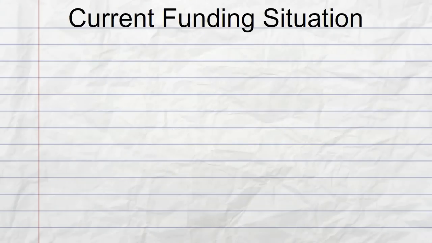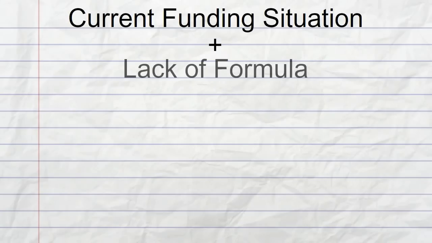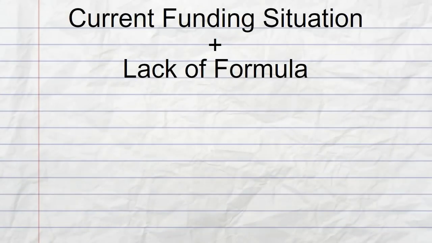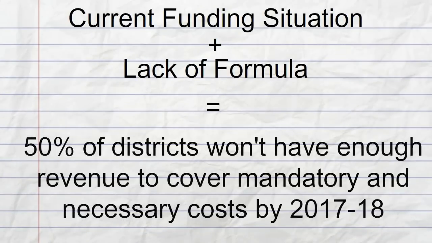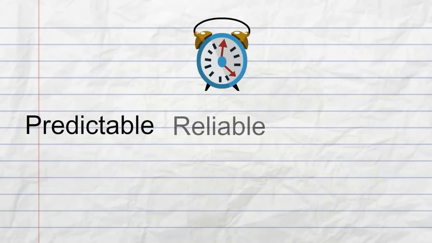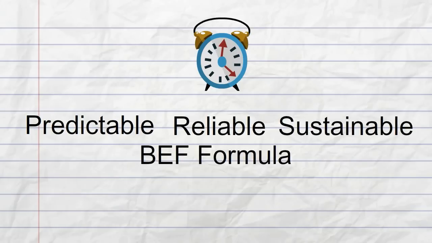The current education funding situation and lack of funding formula is certainly unacceptable. And if nothing changes for education funding, nearly 50% of school districts won't have enough revenue to cover their mandatory and necessary costs by 2017-18. With that in mind, it's time to put in place a predictable, reliable, and sustainable BEF formula to ensure that all students in all school districts across the Commonwealth continue to receive the quality education they deserve.